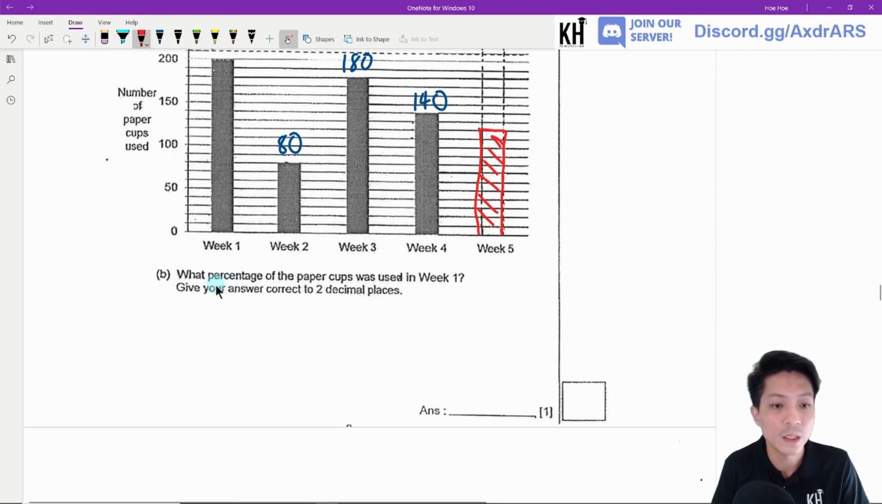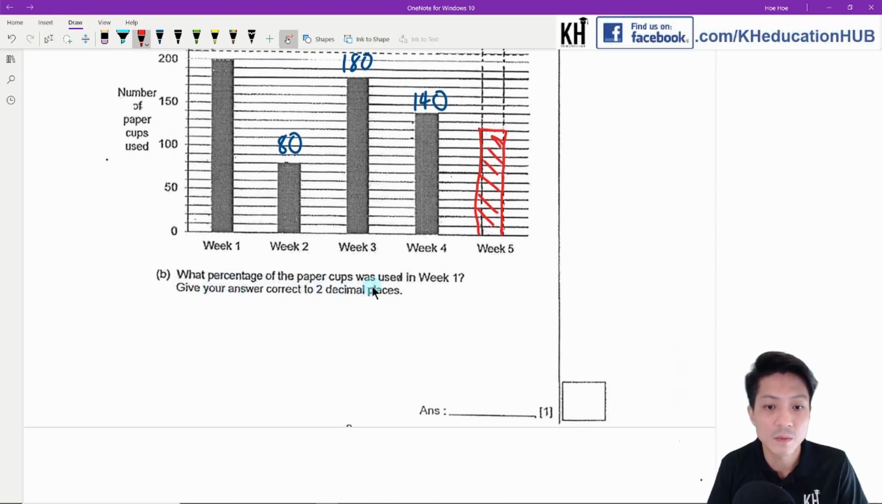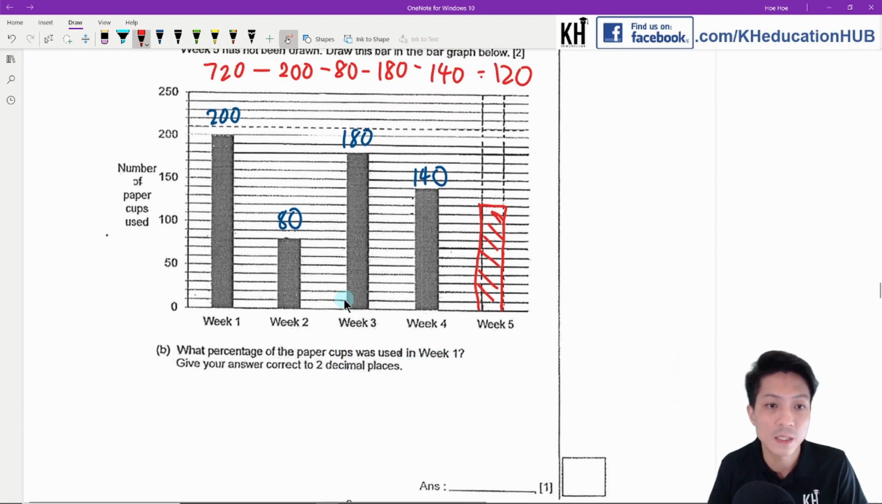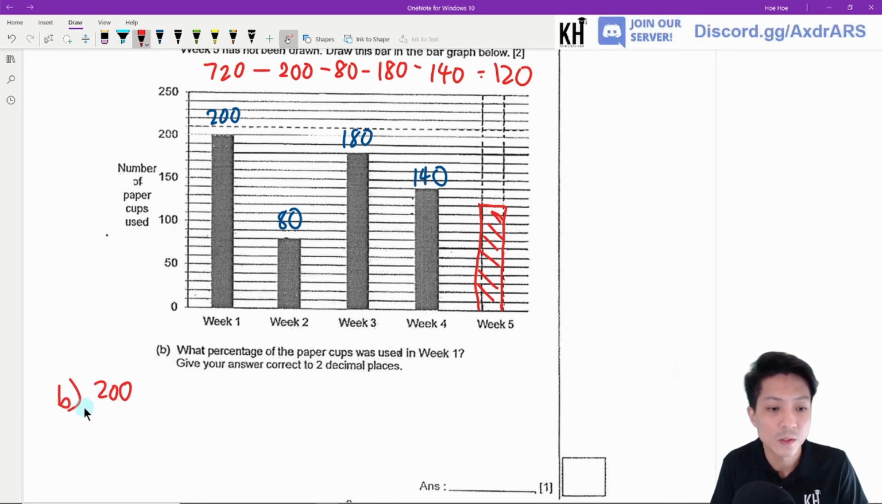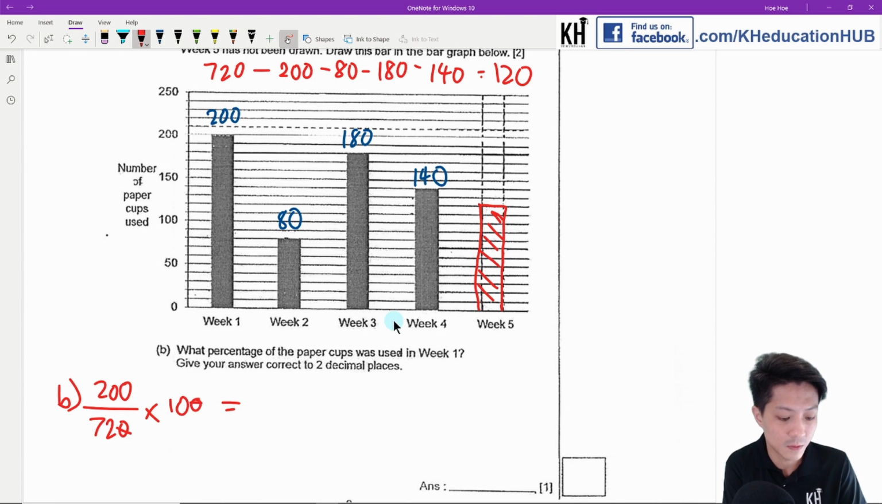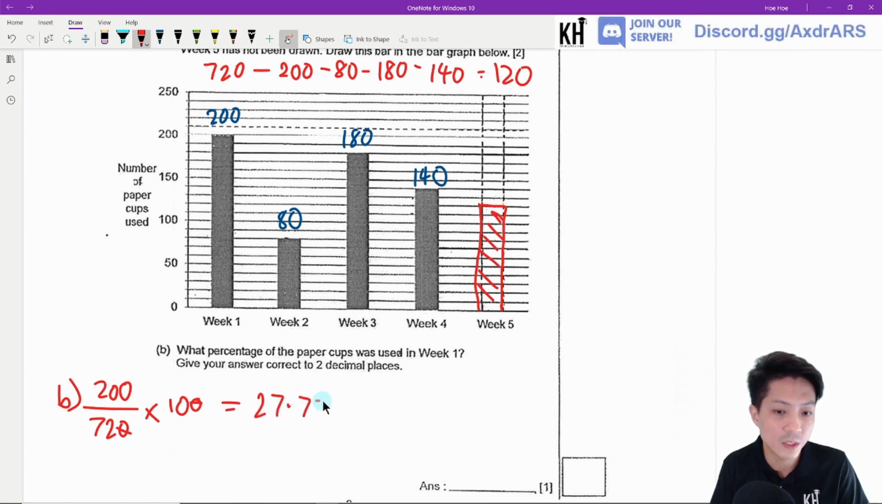Okay, part B. What percentage of the paper cups was used in week 1? Give your answers corrected to 1 decimal place. Okay, so week 1 is 200. So 200 over the total multiplied by 100 will give me 27.777, which is 27.78%.